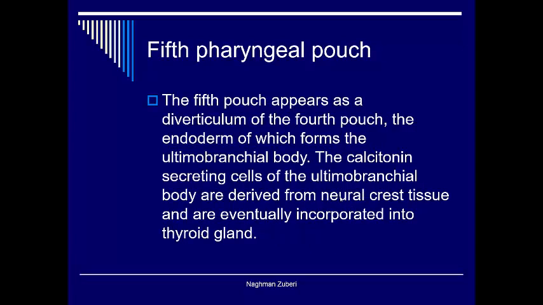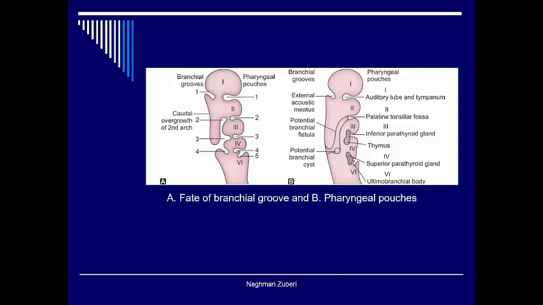The fifth pouch appears as a diverticulum of the fourth pouch, the endoderm of which forms the ultimobranchial body. The calcitonin secreting cells of the ultimobranchial body are derived from neural crest tissue and are eventually incorporated into the thyroid gland. Here we can see fate of the branchial groove and pharyngeal pouches.